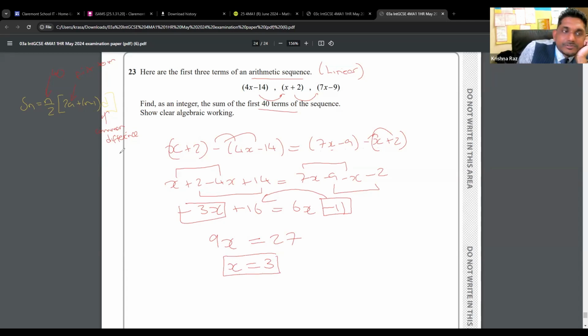Now we know x is 3, we can figure out the values of the sequence by subbing in x is 3. The first term must be 4 times 3 minus 14, so 12 minus 14, which is minus 2. The next term is 3 plus 2, which is 5. And the third term is 7 times 3 minus 9, so 21 minus 9, which is 12. So this is now our first term, and the common difference is what it's going up in, which is 7.